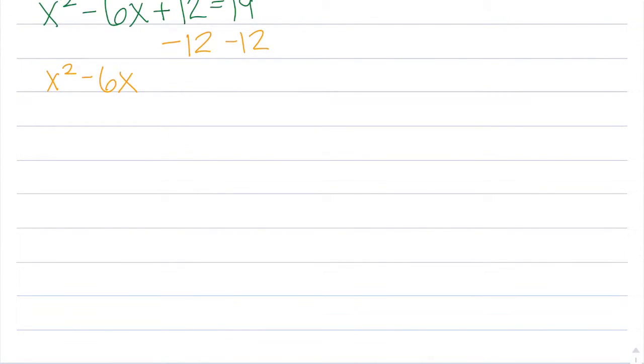So sometimes you'll get something that's not equal to 0. So for example, they could give you something like x squared minus 6x plus 12 equals 19. So in this case, we're just going to move the 12 over to the other side so that we can make this a perfect square. So we have x squared minus 6x plus c equals 19 minus 12 gives you 7, and then you add c to the other side as well.